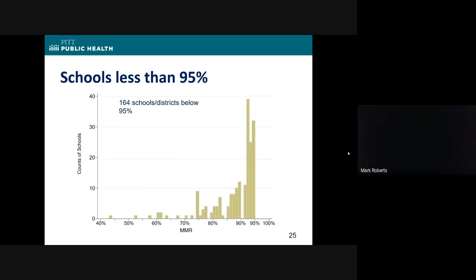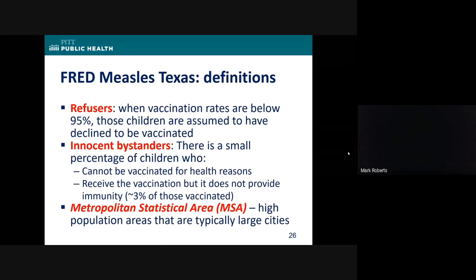And this is the distribution of all the numbers. There were 164 schools in the state of Texas that had vaccination rates well below 95%. In fact, there was one that had a vaccination rate only in the 40% range. And so we used the actual vaccination rates of the actual schools, and we constructed simulations of Texas, and we called things a little bit differently.